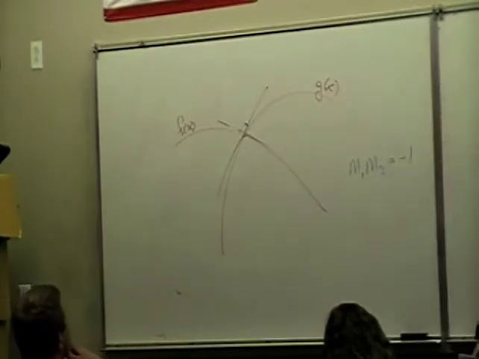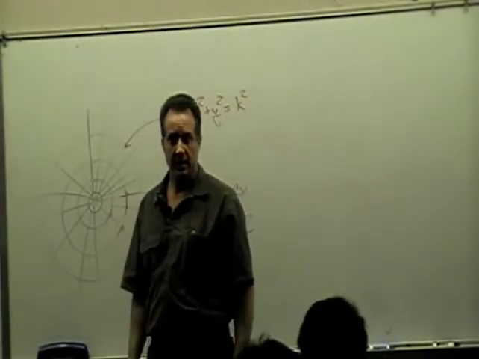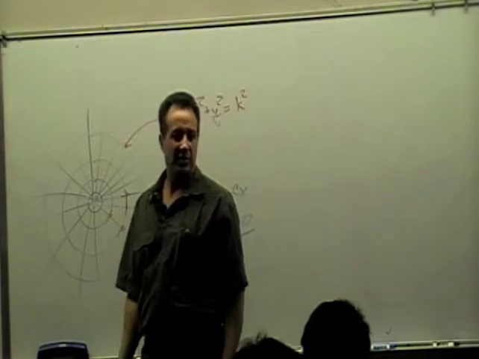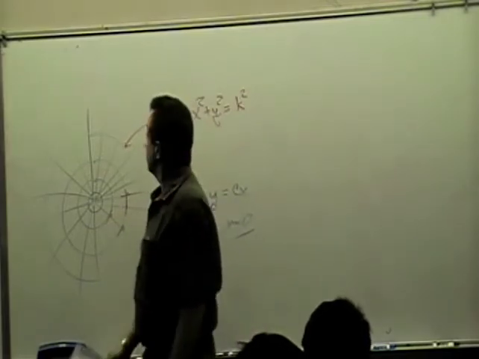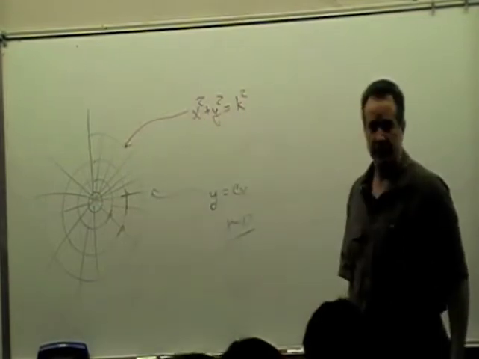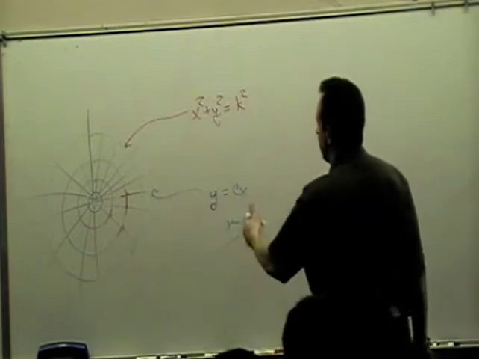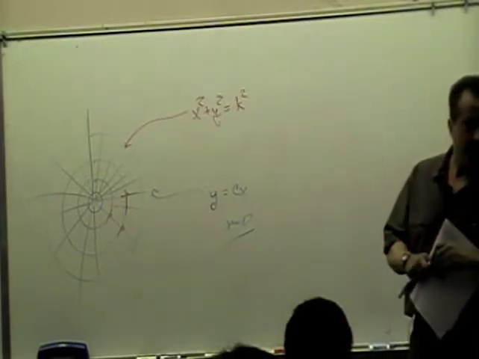orthogonal trajectories. I take the slopes of both tangent lines. How do I find the slope of the tangent line to a curve? Take a simple derivative, right? In this case, I would have to use implicit differentiation. Now remember, which derivative is the slope of a tangent line?